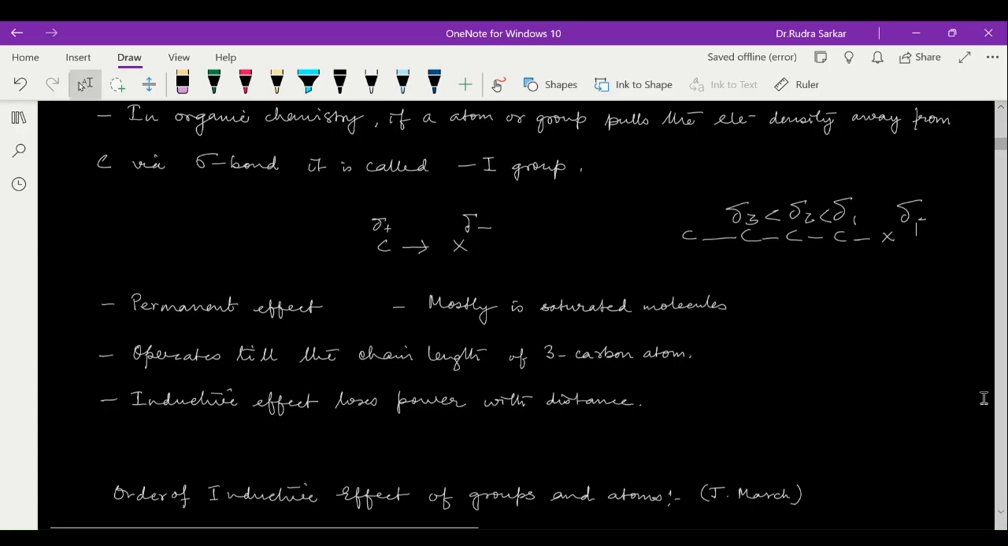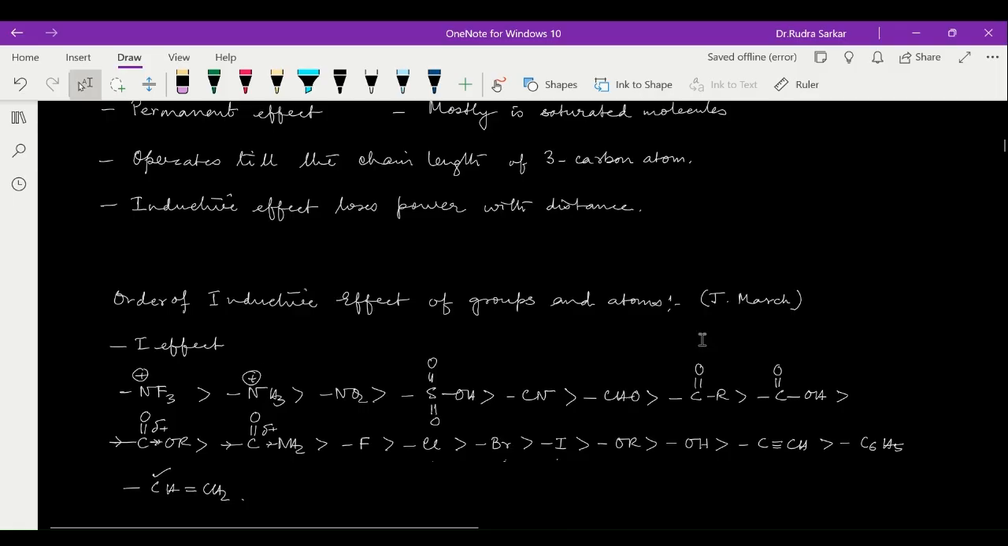Now again, I've given you a reference. The order that you see over here is taken from a book called Jerry March. You will see this book in the library. It is called Advanced Organic Chemistry. Write the name of the book. This is the best book for competitive exams. The author of the book is Jerry March and Michael B. Smith. This is the best book. I mean, your NET questions come from here.